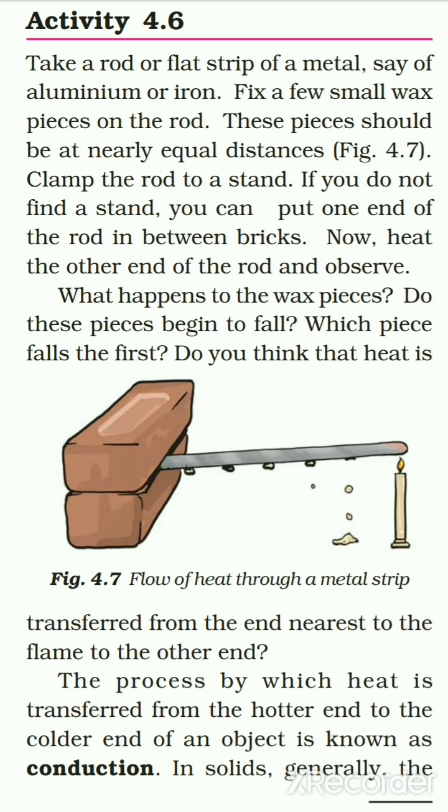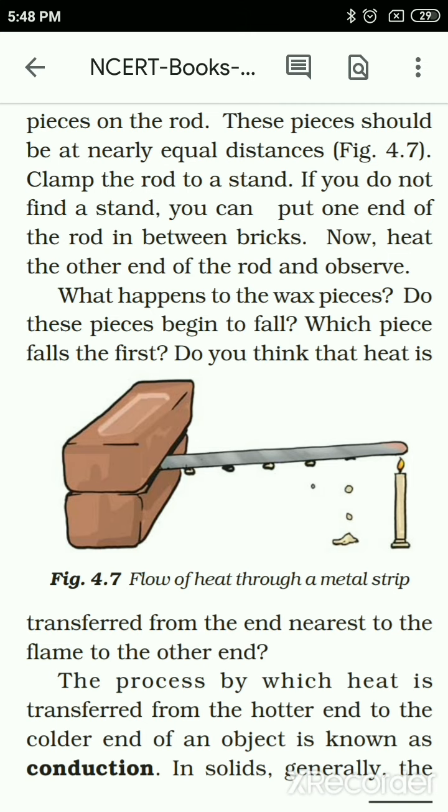So we see in this diagram, in this figure, that we take a metallic rod and at equal distances we fix wax as well. Then on one side we use a candle flame. What happens to the wax pieces when we heat this metallic rod from one side?